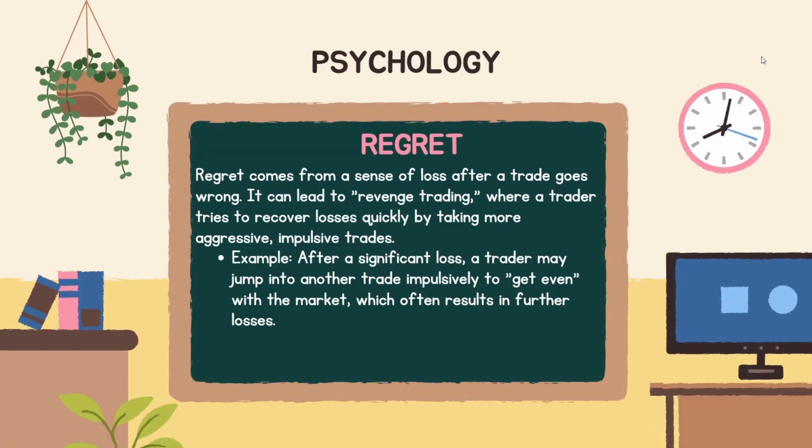Then we can also talk about regret. Regret comes from a sense of loss after a trade goes wrong. It can lead to revenge trading, where a trader tries to recover losses quickly by taking more aggressive trades. For example, after a significant loss, a trader may jump into another trade impulsively to get even in the market, which often results in further losses. I've been through this process whereby after your stop loss has been hit, you look for another setup, then you enter, then your stop loss is hit again.